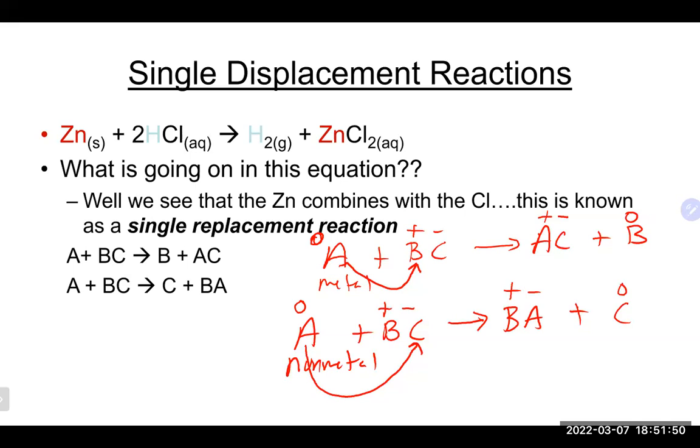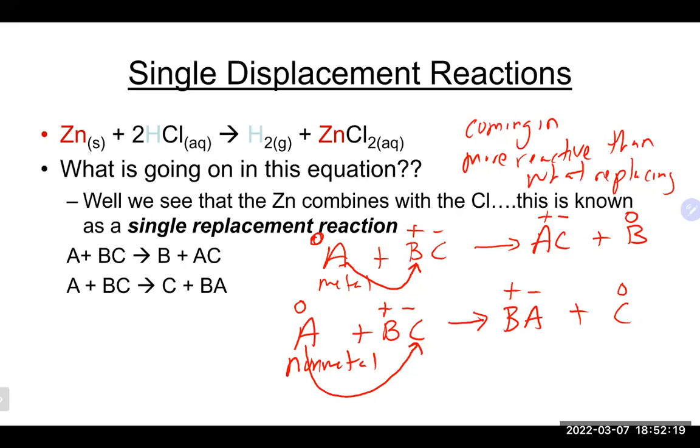In order for this reaction to actually take place, whatever is coming in needs to be more reactive than what it is replacing. That means if we see A come in to kick out B, A would be more reactive than B. If we see A come in and no reaction takes place, that means A is less reactive.